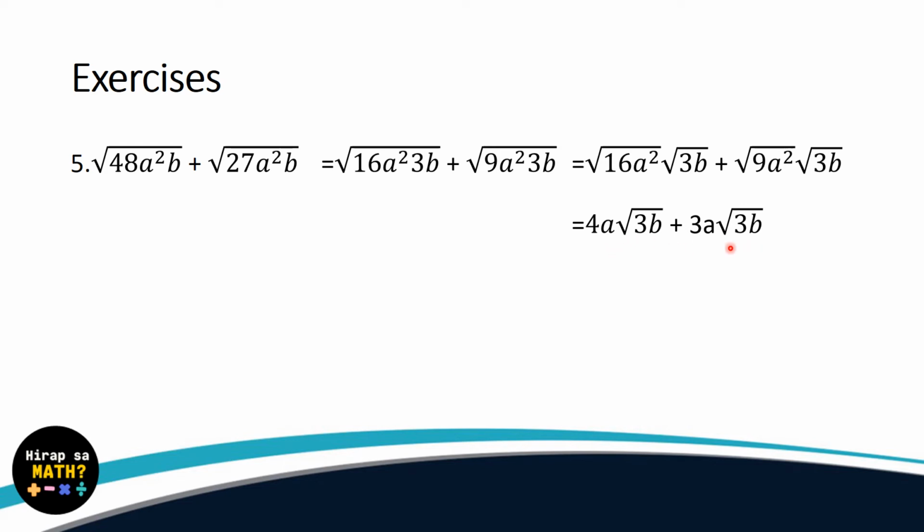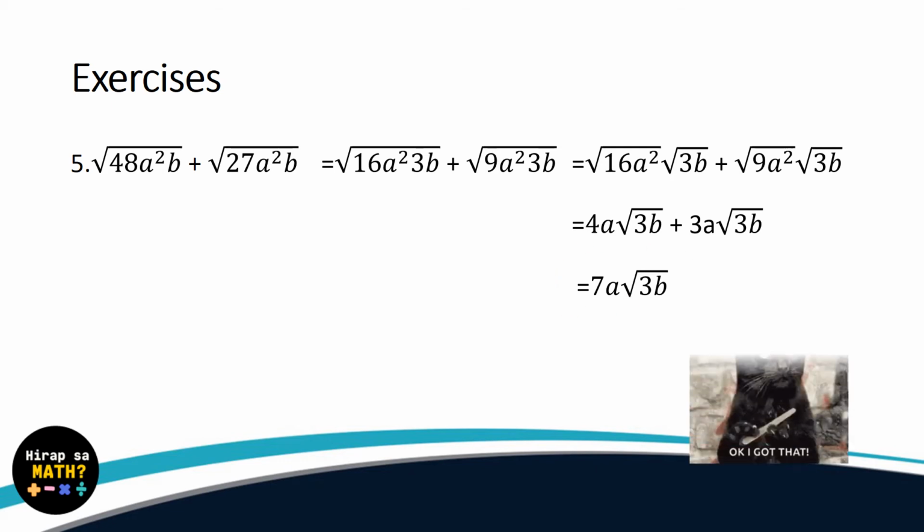So, again, anong mapapansin natin? Like radicals na sila. So, kapag like radicals, pwede na natin i-add or subtract yung number before the radical sign. So, in this case, it's 4a plus 3a. So, 7a square root of 3b. So, yun na yung final answer natin.